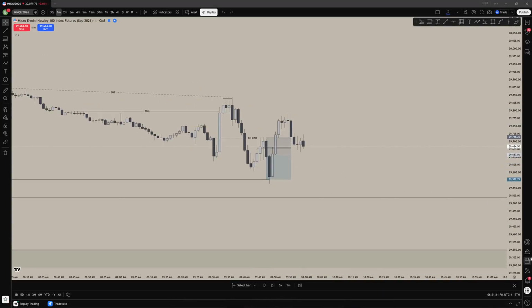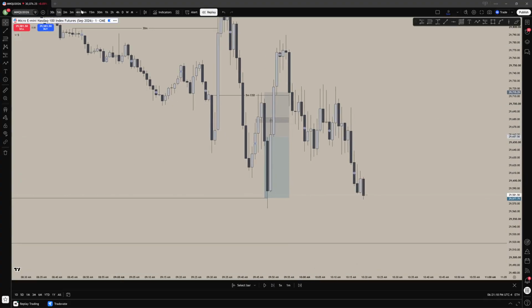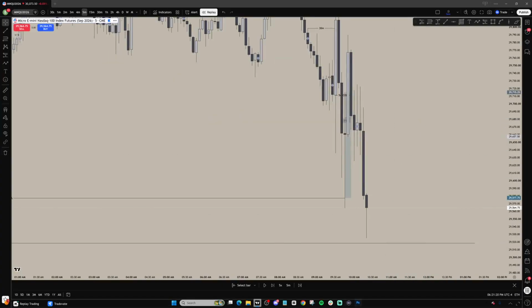Now, we had a good reaction off this. Why? Because we're just kind of choppy and range bound. But I bet a lot of people got smoked on longs because, again, higher time frame.